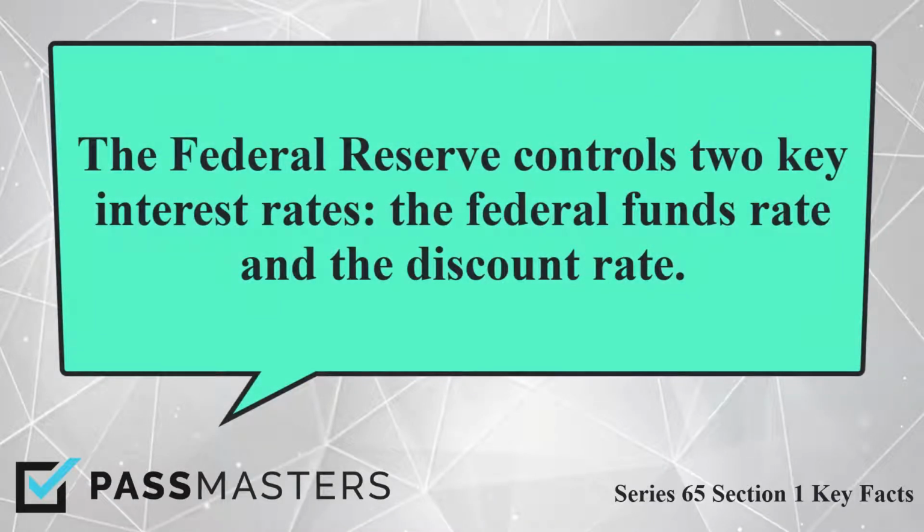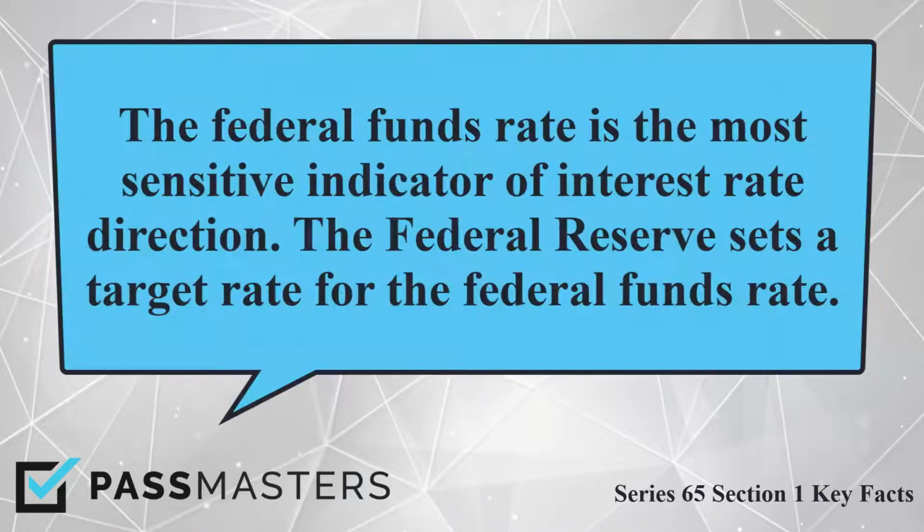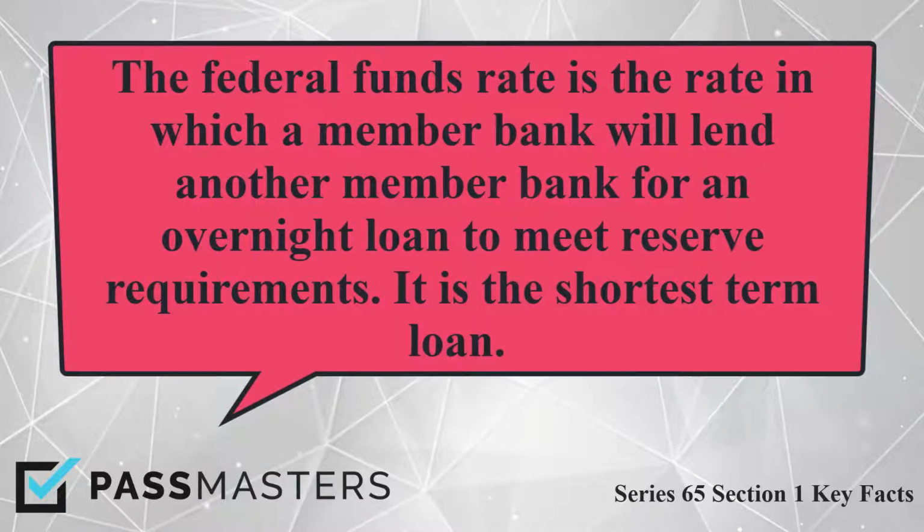The Federal Reserve controls 2 key interest rates: the federal funds rate and the discount rate. The federal funds rate is the most sensitive indicator of interest rate direction. The Federal Reserve sets a target rate for the federal funds rate. The federal funds rate is the rate in which a member bank will lend another member bank for an overnight loan to meet reserve requirements. It is the shortest term loan.